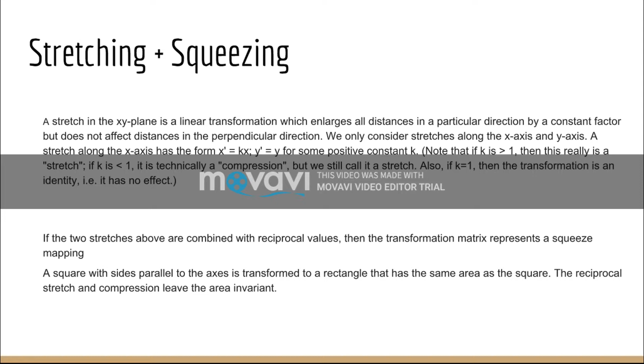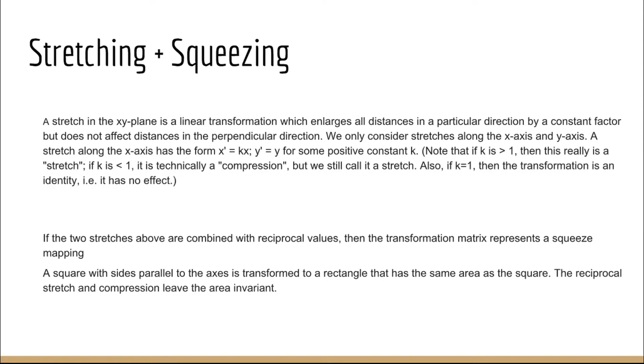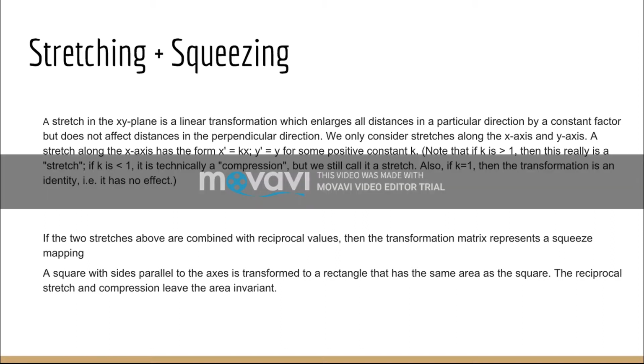If the two stretches above are combined with the reciprocal values, then the transformation matrix represents a squeeze mapping. A square with sides parallel to the axes is transformed into a rectangle that has the same area as the square. The reciprocal stretch and compression leave the area invariant.